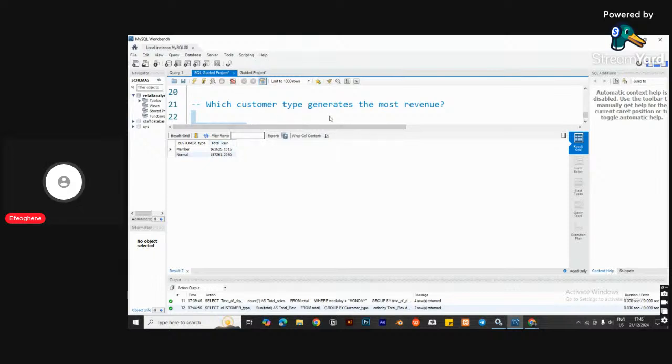you can see which customer type generates the most revenue. All right. So we have member and normal. As the word implies, that's what the result is showing. So there are different classifications of customers. So if we had more customer types here, of course they would be shown in our result output.